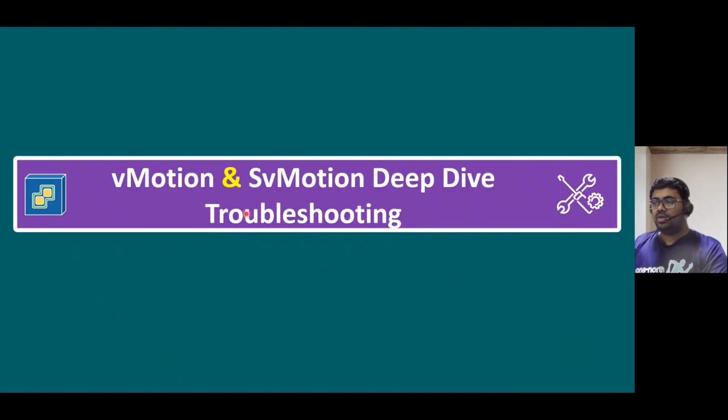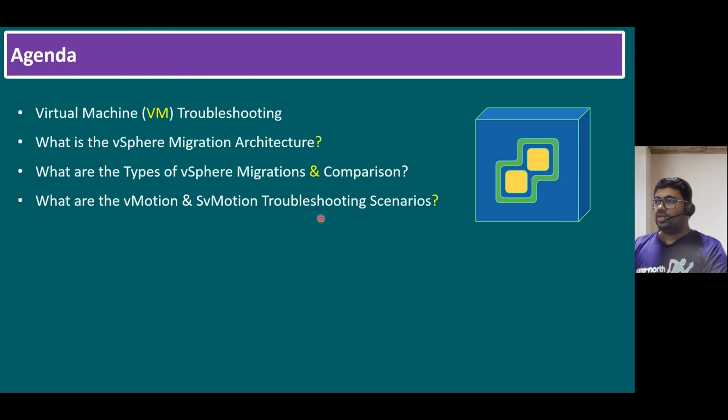In this session, I'm going to talk about vMotion and storage vMotion deep dive troubleshooting. So here is the agenda. Before we understand the vMotion and SvMotion troubleshooting scenarios, first it requires some basic concepts. That is, we need to understand virtual machine troubleshooting and vSphere migration architecture, and then what are the types of vSphere migrations and comparison. Then finally, we can understand what are the vMotion and SvMotion troubleshooting scenarios.